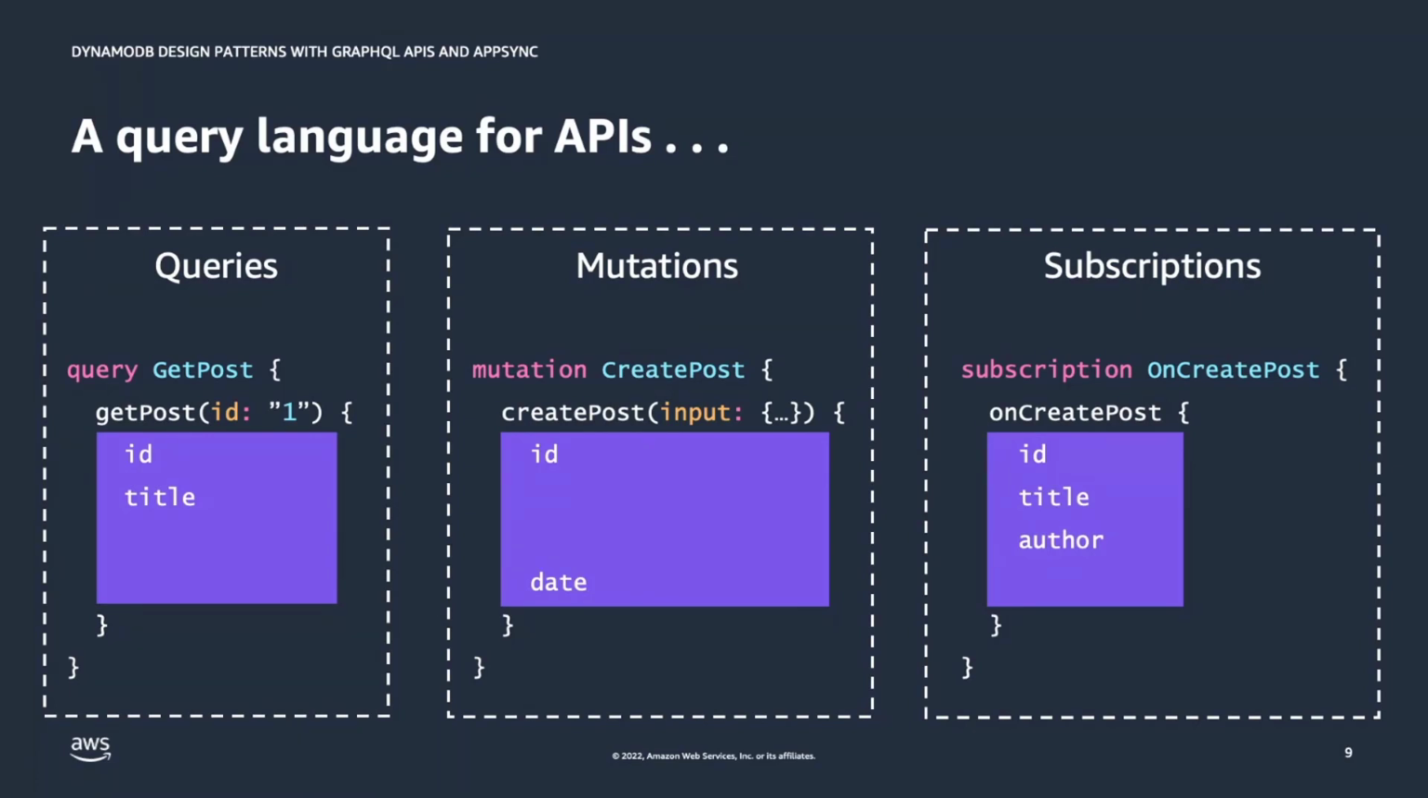Similarly, when I do a mutation, I'm going to create a post and I've got my input argument that specifies the data to use to create my post. And then when the post is created, maybe I only want to get the ID and the date back. I don't want to get the rest of the information. And then for the subscription, same thing. I want to subscribe to changes, but I only want to see the ID, title, and the author fields.